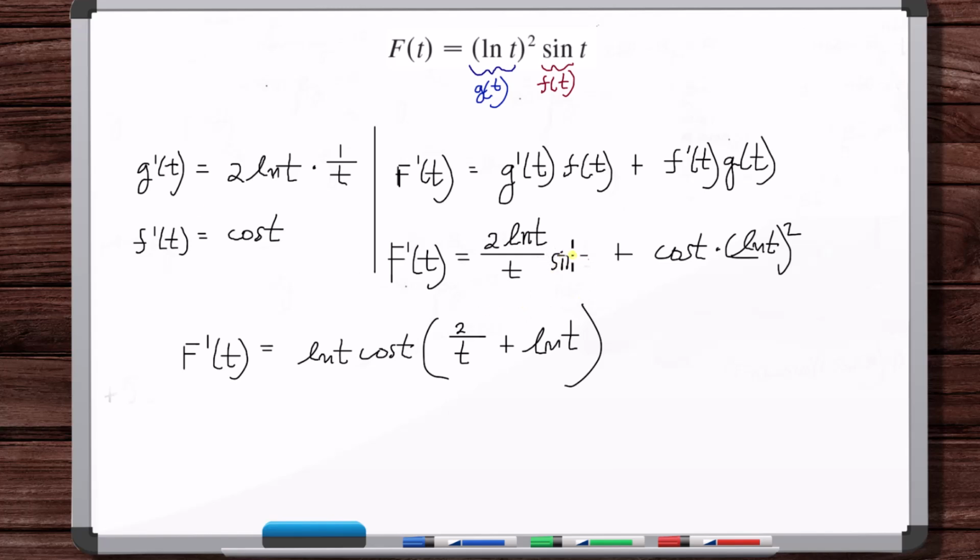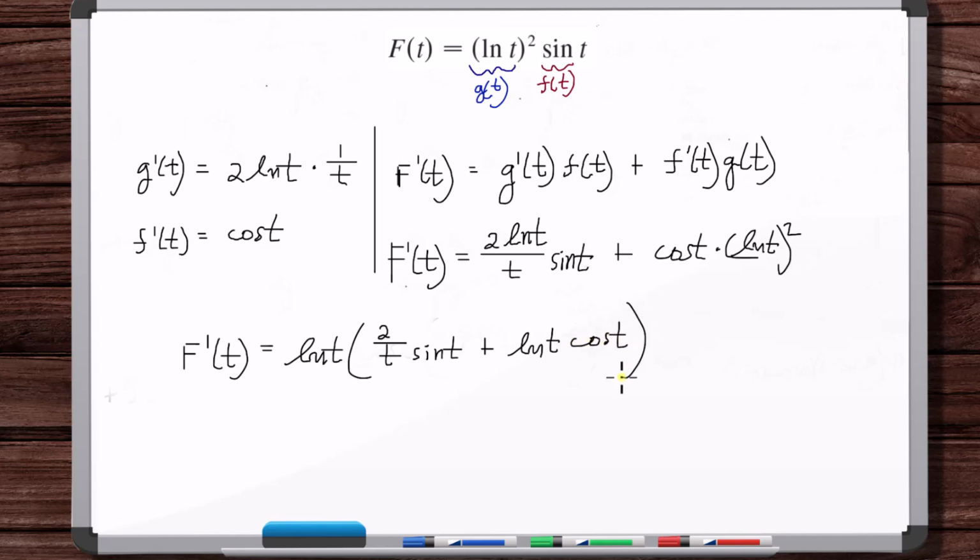So the derivative of the first times the second plus the derivative of the second times the first. So now we can factor out a natural log of t, and you've got 2 over t sine of t plus natural log of t cosine of t. And that's the derivative.